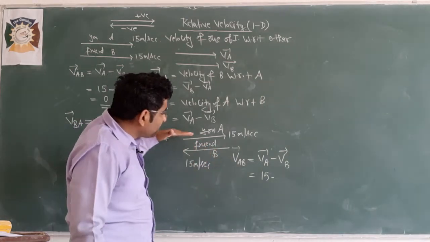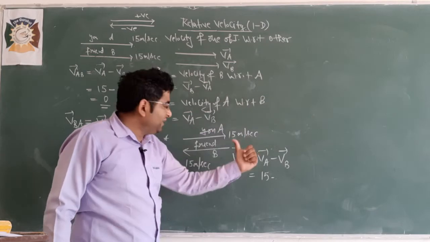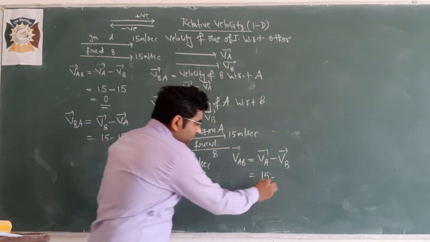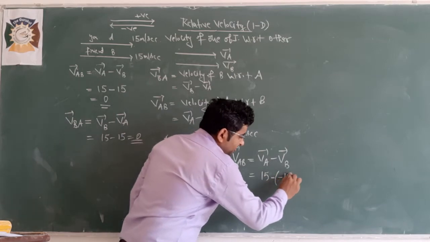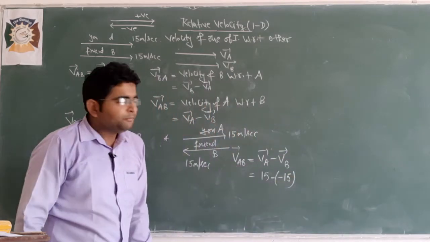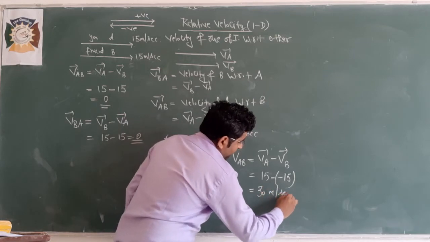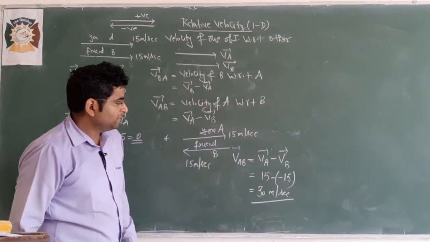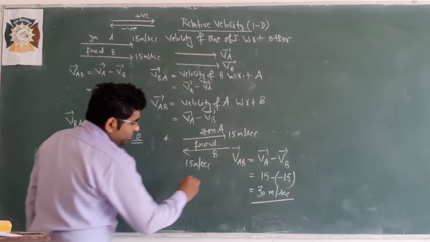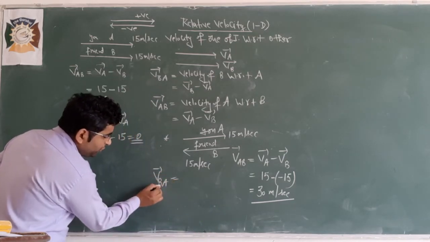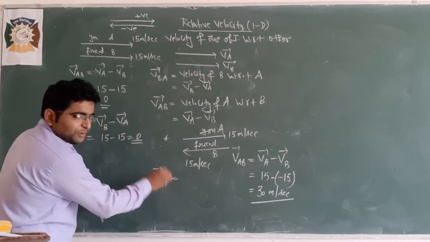सो बेटा यदि मैं इस डायरेक्शन को पॉजिटिव कंसिडर कर रहा हूं, देन दिस डायरेक्शन आई हैव टू टेक नेगेटिव. सो बेटा नेगेटिव पहले से ही और नेगेटिव फिर बाद में. क्लियर? सो बेटा दिस विल बिकम 30 मीटर पर सेकेंड.